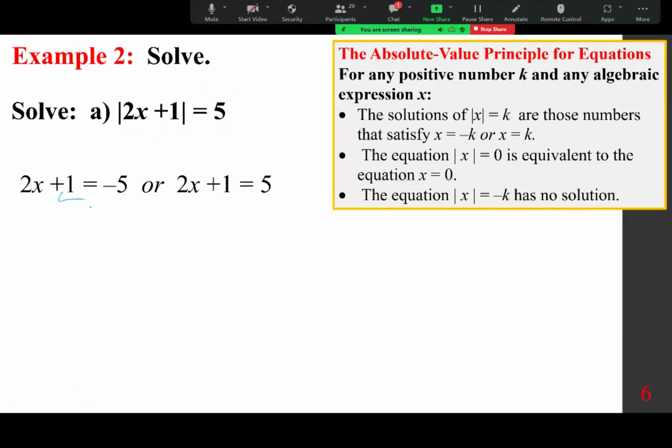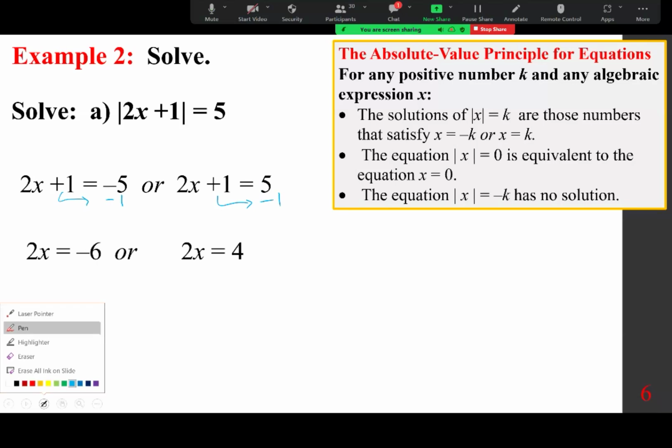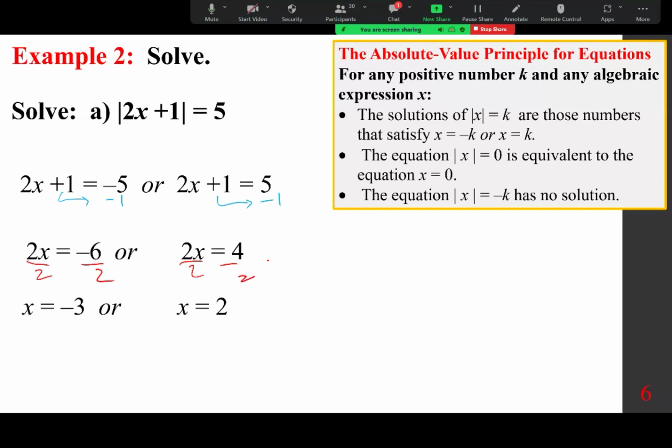We are going to move the 1, and we get 2x equals minus 6 or 2x equals 4. And divide by 2, x is negative 3, or x is 2, and here's the solution set, negative 3 comma 2. You should always check to be on the safe side.